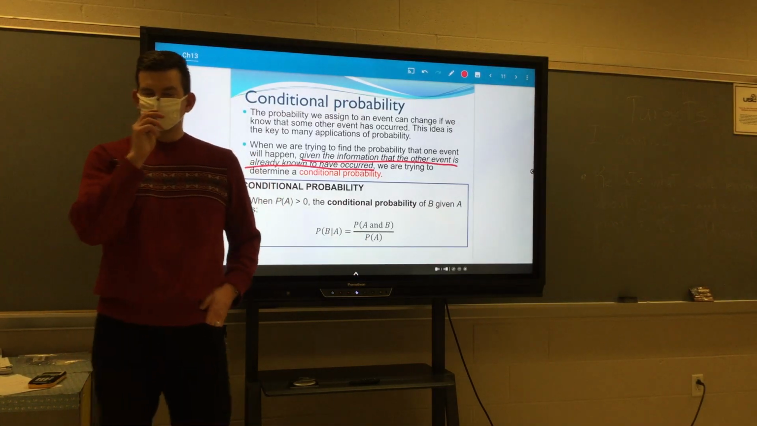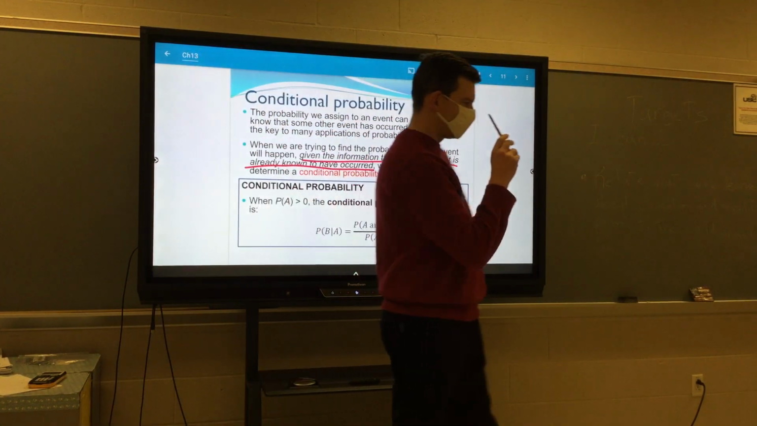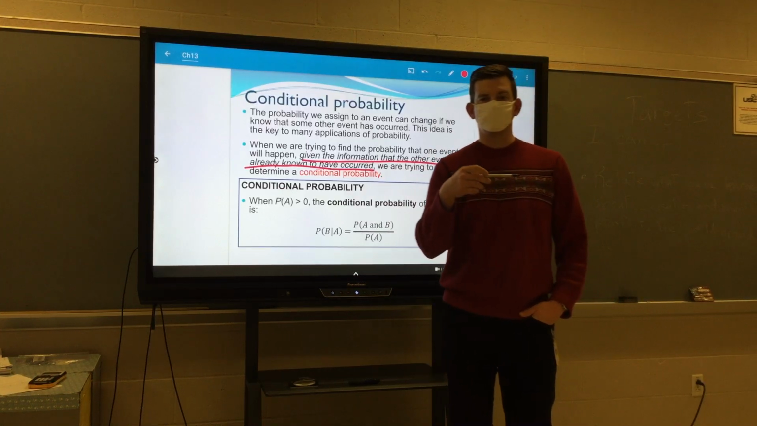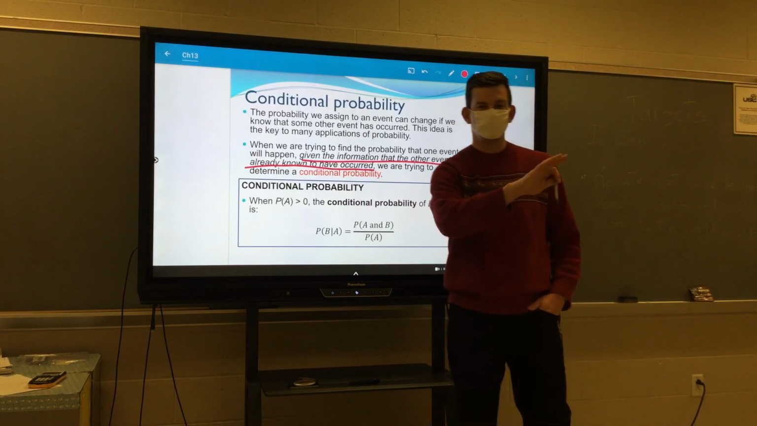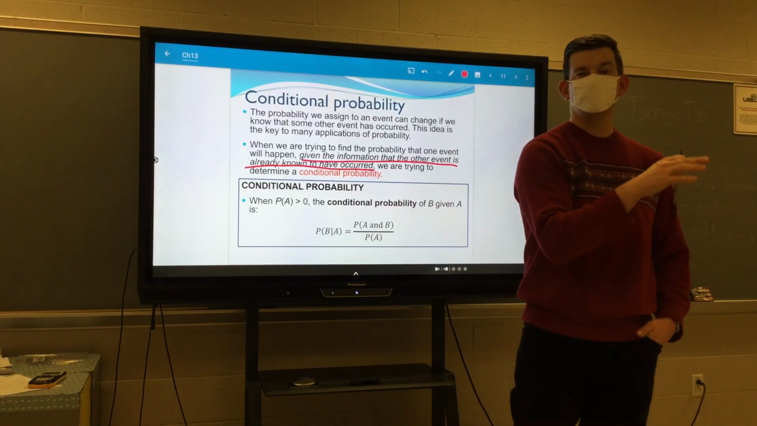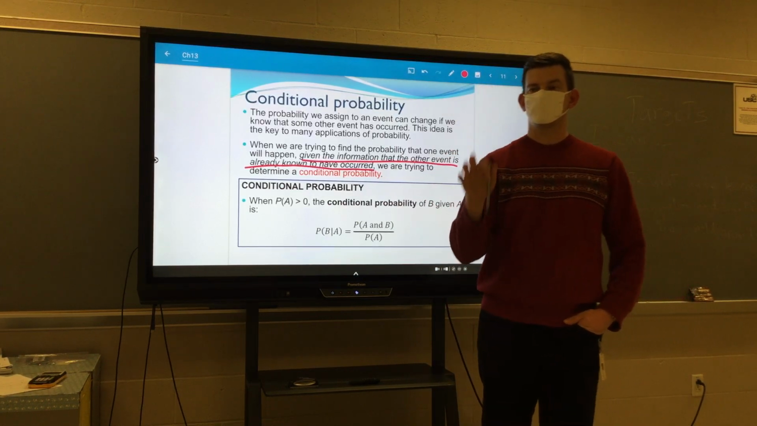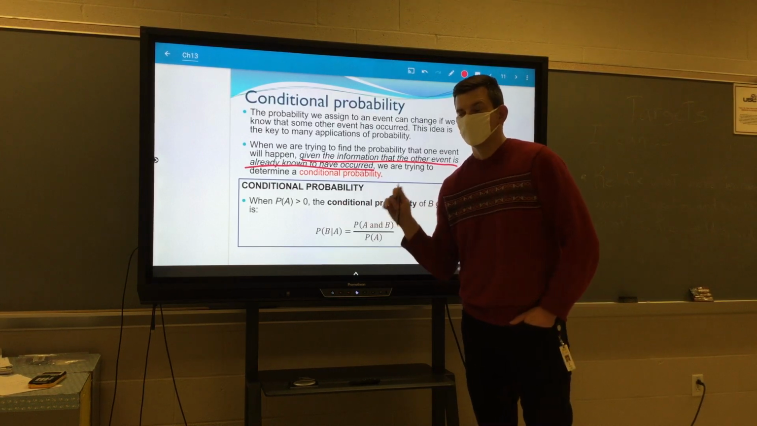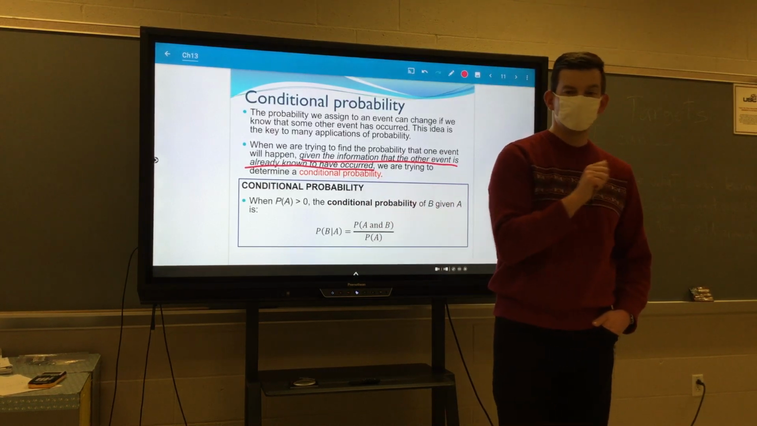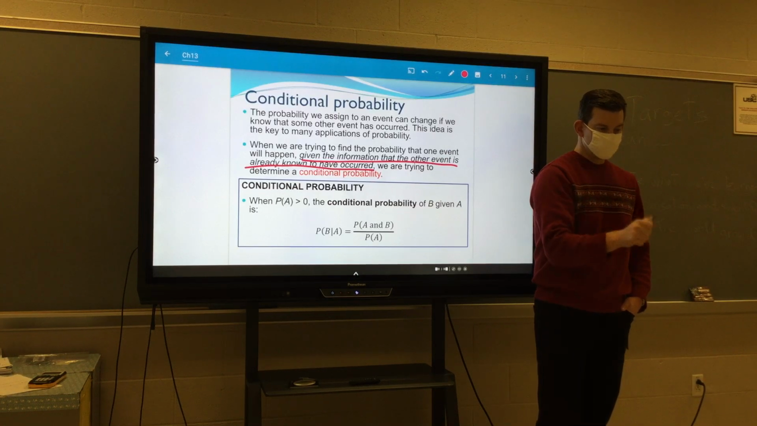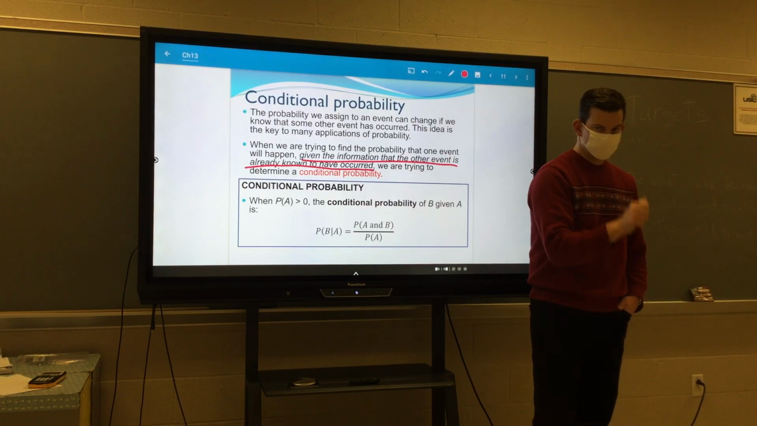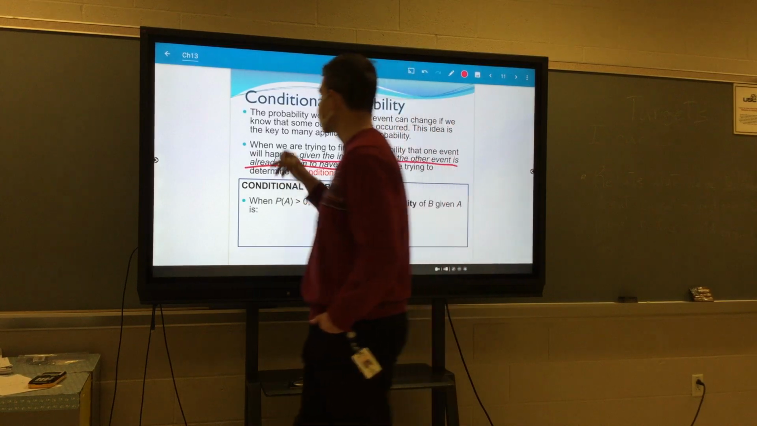Now, I've already had a phrase that I've been using a lot with probability. I've been saying probability is meant for the long haul. It's meant for the big picture. That is true. But with conditional probability, there's one more phrase that's even more important. Conditional probability changes the sample space.